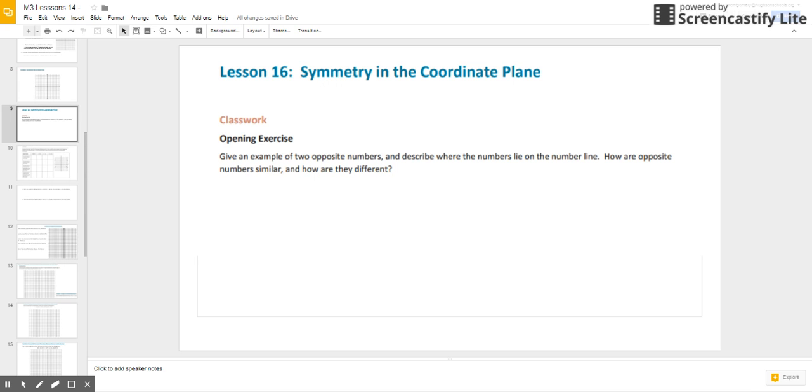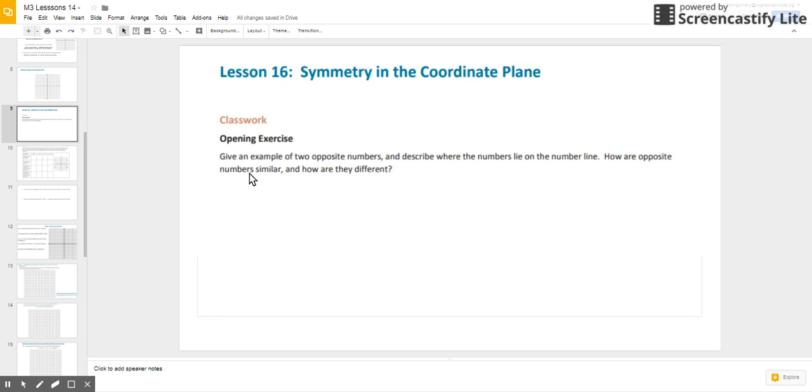All right, hello students. Today we're going to go over lesson 16, symmetry in a coordinate plane. Symmetry in a coordinate plane is something we have discussed a little bit. Something we talked about is opposites, and that's the opening part here. So if we look at this, it says, give an example of two opposite numbers and describe where the numbers lie on a number line.